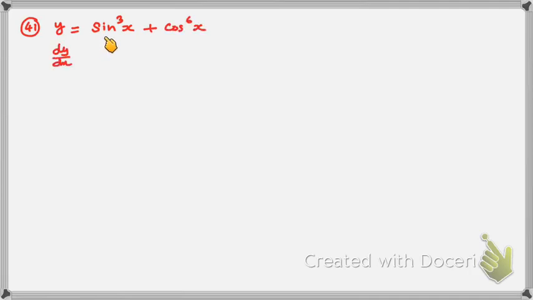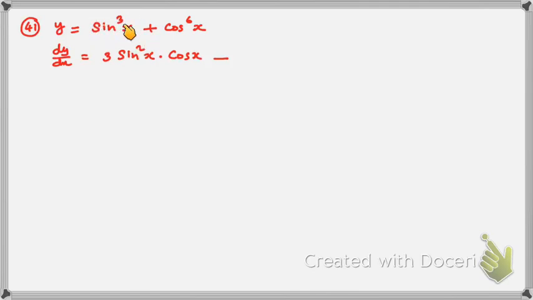y is equal to sine cubed x plus cos raised to 6x. So differentiating, dy by dx will be, I read sine cubed x as sine x the whole cubed, which is 3 times sine x the whole square. Of course, I write it as sine square x. That's the meaning of it. So sine x the whole cubed became 3 times sine x the whole square, n into x raised to n minus 1, like x cubed is 3x square.